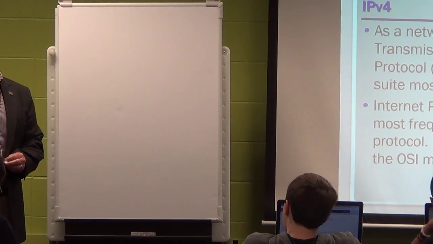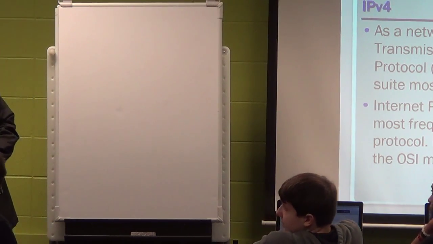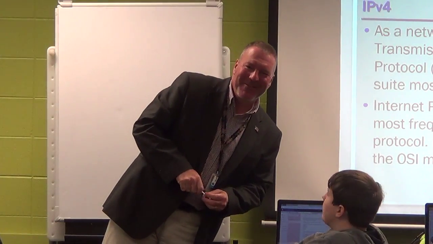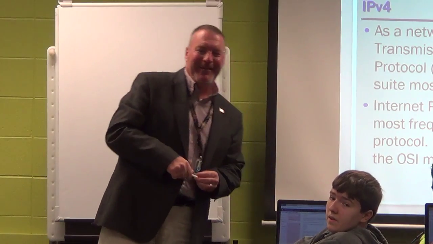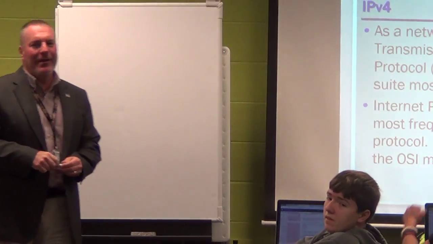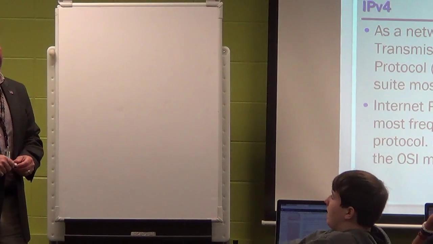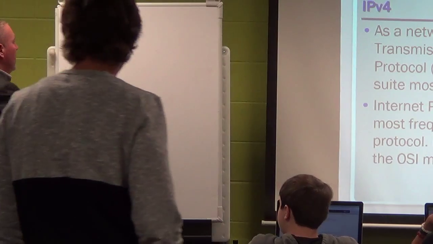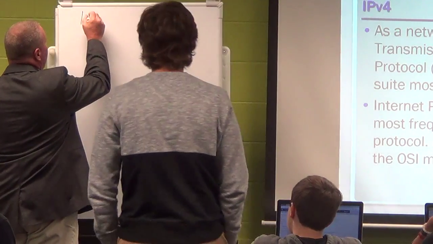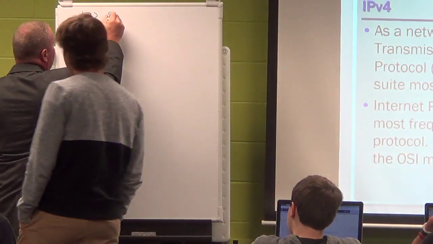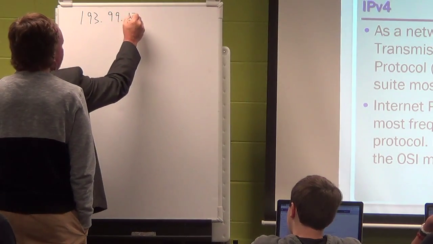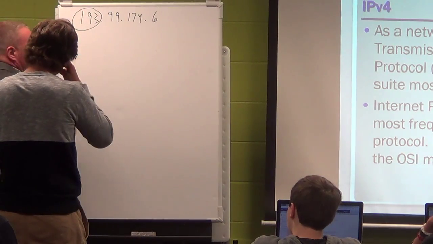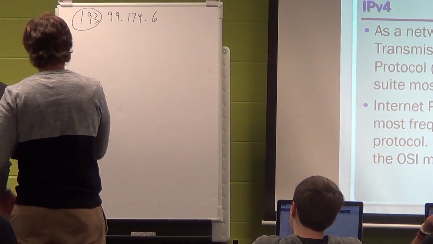Who is hiding? Come up here. Come on up here. All right, you want me up there? I want you up here. I have an IP version 4 address of 193.99.174.6. I just want you to convert that first octet.